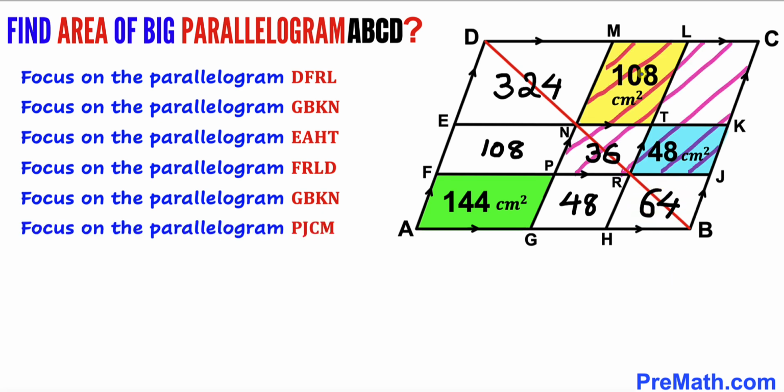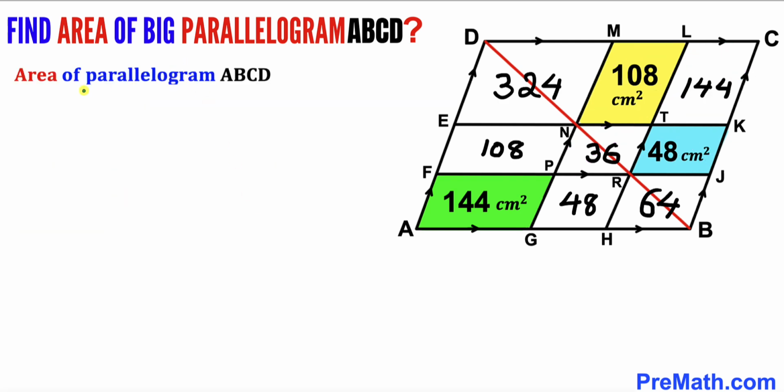And finally, let's focus on this parallelogram PJCM. And let's focus on these two parallelograms once again. And as we did in our previous step, if we multiply this 36 by 4 divided by 3, we can get 48. And now likewise, I'm going to multiply this 108 by 4 divided by 3 to get this unknown area. Let's multiply these numbers. If we multiply them, we are going to get 144. So therefore, the area of this parallelogram turns out to be 144 centimeters square.